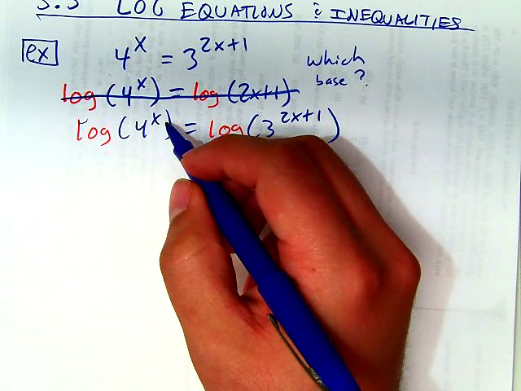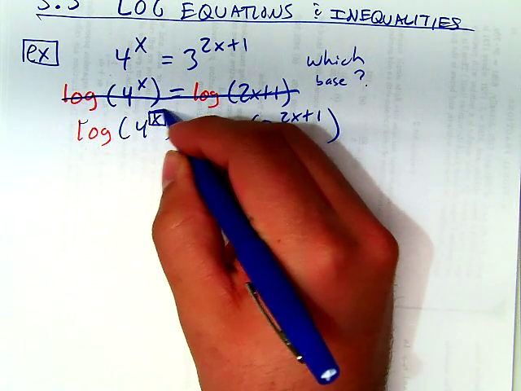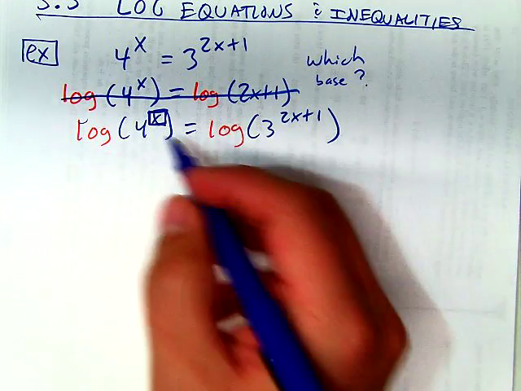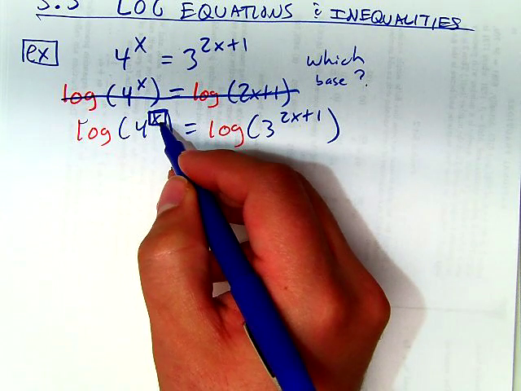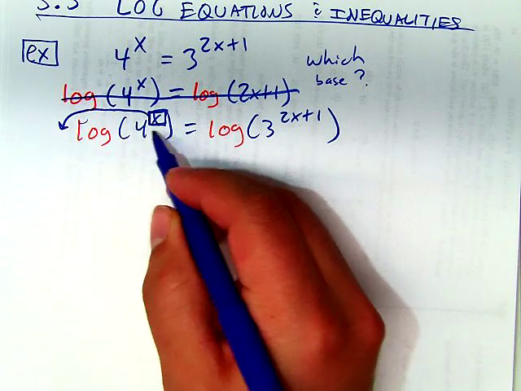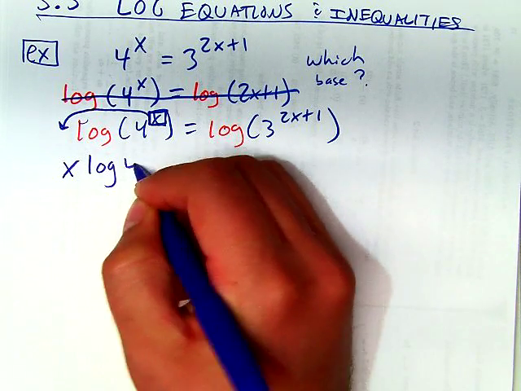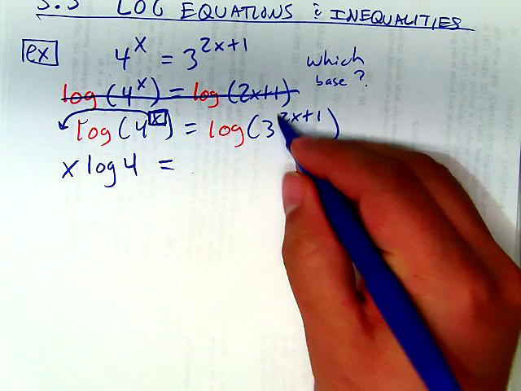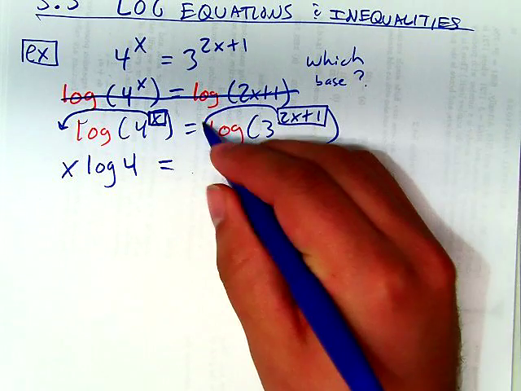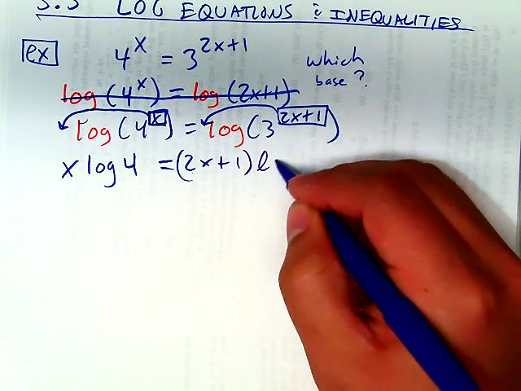One of the nice things about doing this is we have a property from last section that says that anytime there's an exponent in here, you can put that exponent out in front of the log. So I'm going to change this to x log 4, and then I'll do the same thing with the right-hand side, put the exponent out in front. So that's 2x plus 1 times log 3.